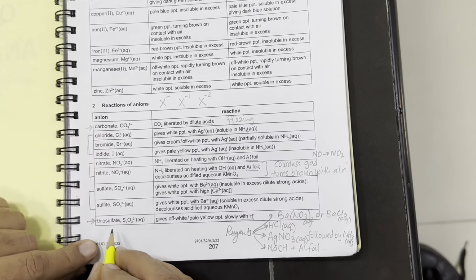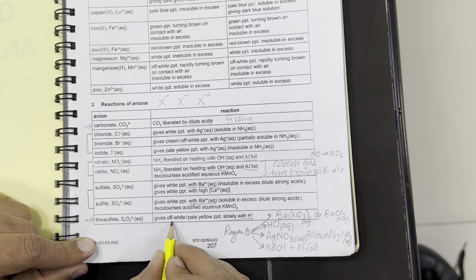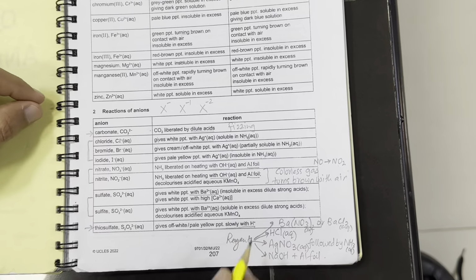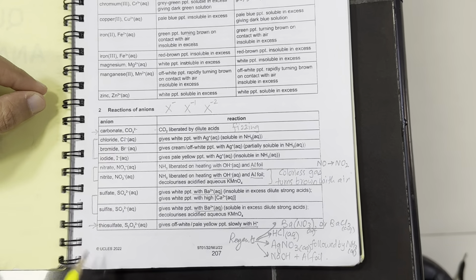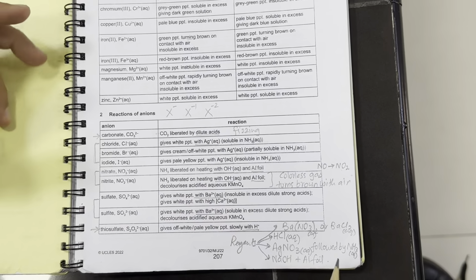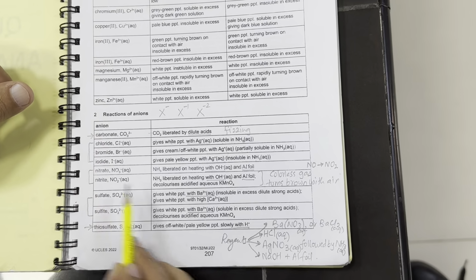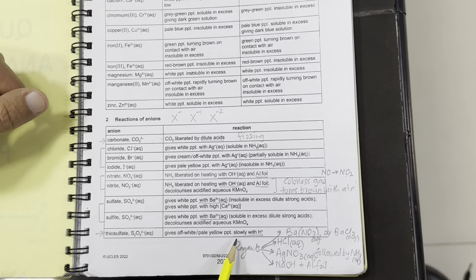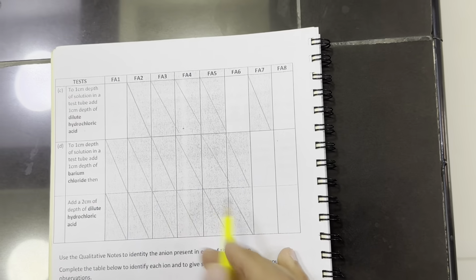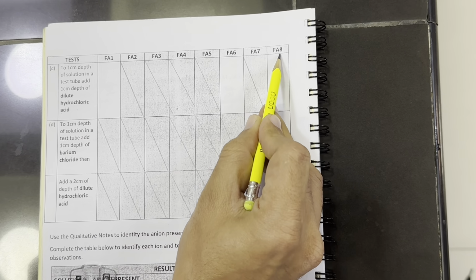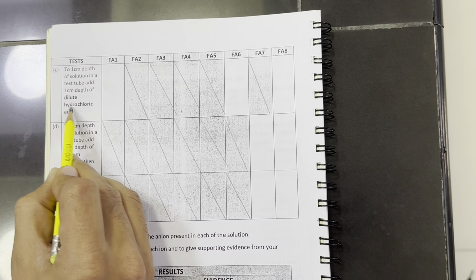And the third test is for thiosulfate. It gives off-white to pale yellow precipitates with acid. So when we add acid, three observations could be there for all these anions. Number one, it could be fizzing, which will be clearly seen as a lather of gas coming out. For nitrite, it is a colorless gas which turns slowly brown with air, and for thiosulfate, yellow precipitates with any acid. So in this test, we add 1 centimeter depth of these solutions, Fa1, Fa6 and Fa8, and then we add hydrochloric acid.